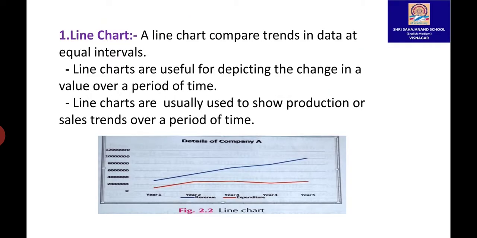Now, the first one is a line chart. Line charts compare trends in data at equal intervals. Line charts are useful for depicting the change in a value over a period of time. They are usually used to show a production or sales trend over a period of time. Here is a figure of a line chart.